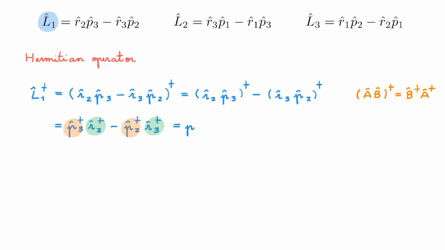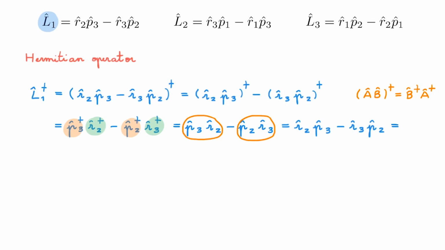So we get P3R2 minus P2R3. And these two operators commute because momentum and position appear along different axes. So we get R2P3. And similarly, these two operators commute, so we get minus R3P2. And finally, this equals L1. We could repeat the exact same derivation for the other two components, and overall, what we find is that each component is indeed Hermitian. So, in conclusion, the angular momentum components are observables.